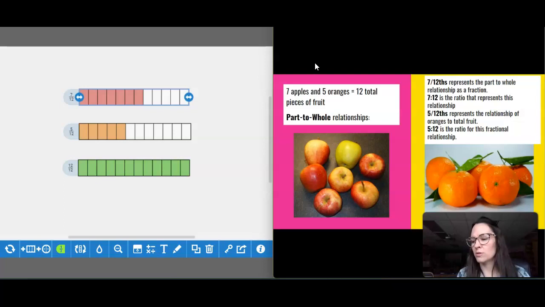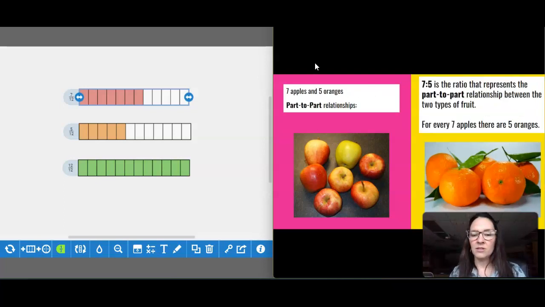This is our part-to-whole relationship. 7/12 represents the part to whole. So our ratio would be written 7/12. For 5/12, our ratio would be 5/12. Now let's move on to part-to-part relationships. 7/5 is the ratio that represents the part-to-part relationship between the two types of fruit.